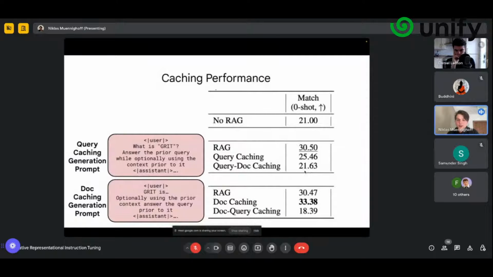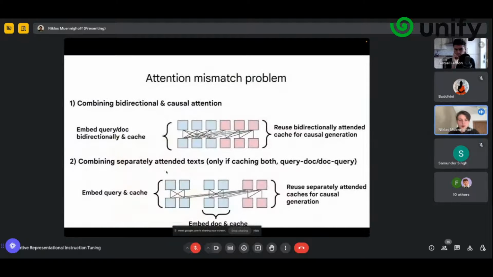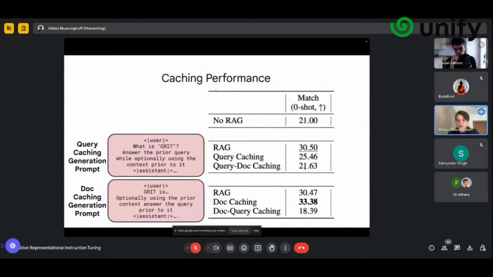And then if we use query doc caching, so we cache both the query and the document, it gets even worse. It drops by 9 points. This is probably because this problem here is pretty bad. So this almost reduces performance back to not using RAG. However, it saves us a lot of inference time. It gets much faster at the cost of reducing performance.